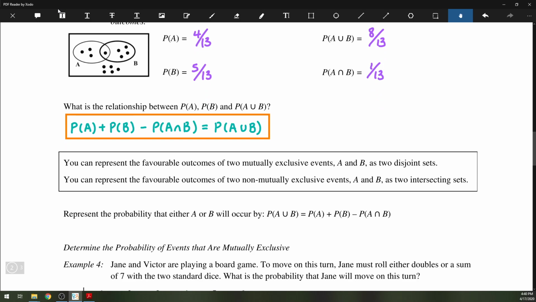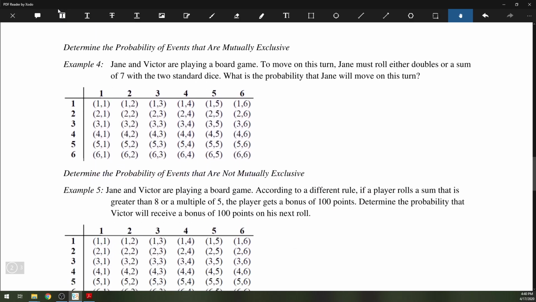Okay, so this talks briefly about intersecting and disjoint sets. So if the part where they have a common element is not empty, then they're intersecting. Otherwise, they're disjoint. And again, the formula is given to you right there. So we're going to use it for a couple of questions here. It says Jane and Victor are playing a board game. To move on this turn, Jane must either roll doubles or sum of 7 of 2 standard dice.